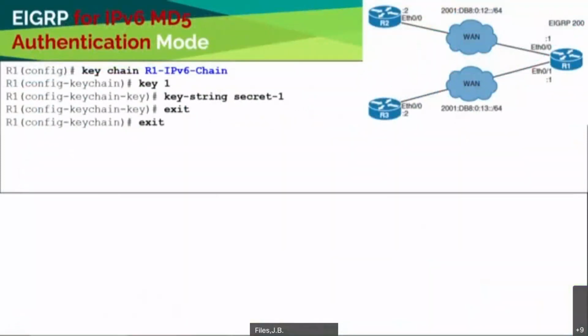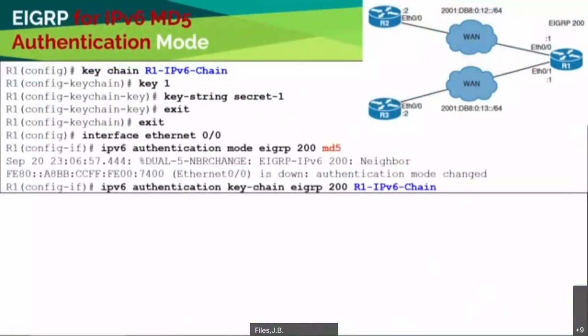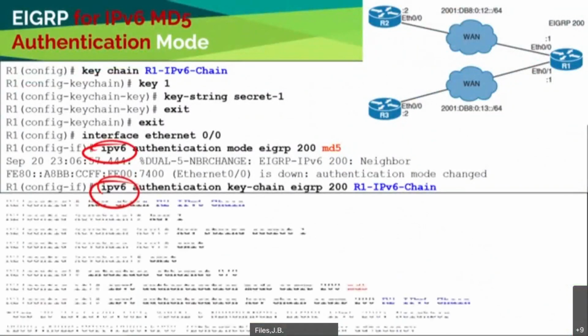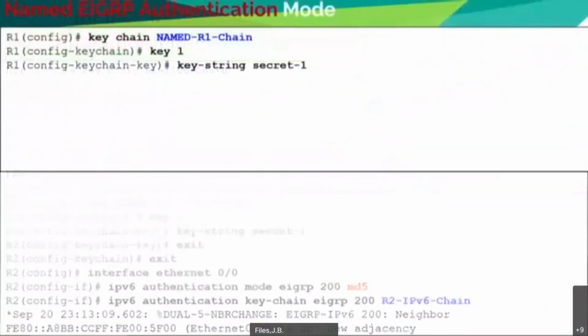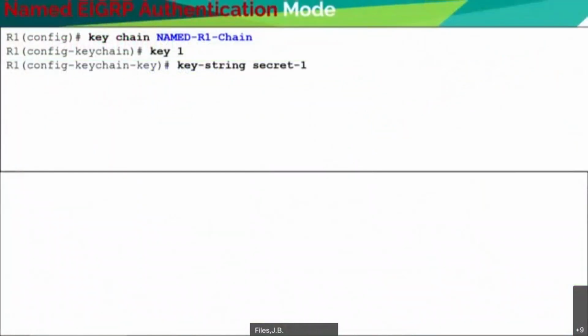Okay. So here we're doing it a little different. This is IPv6. But you can see that the commands are pretty much the same, right? The only difference is ipv6 rather than ip. Very, very similar. Okay. Now let's look at named EIGRP authentication mode.